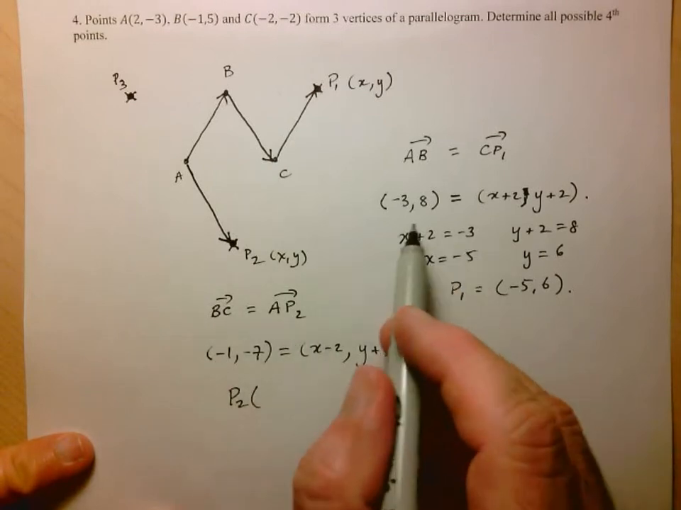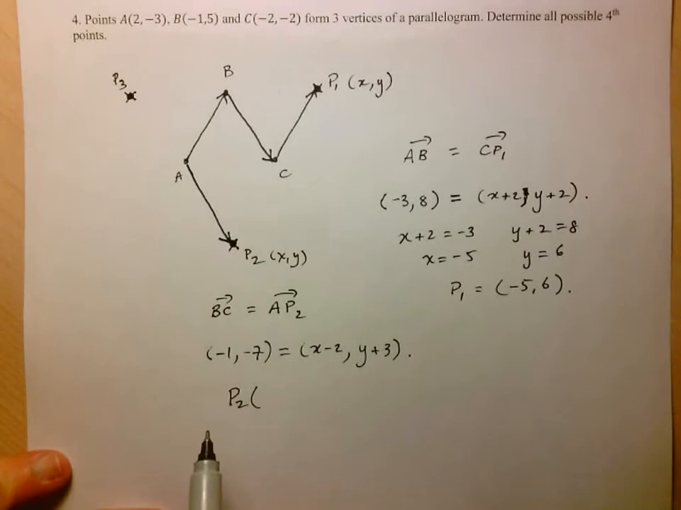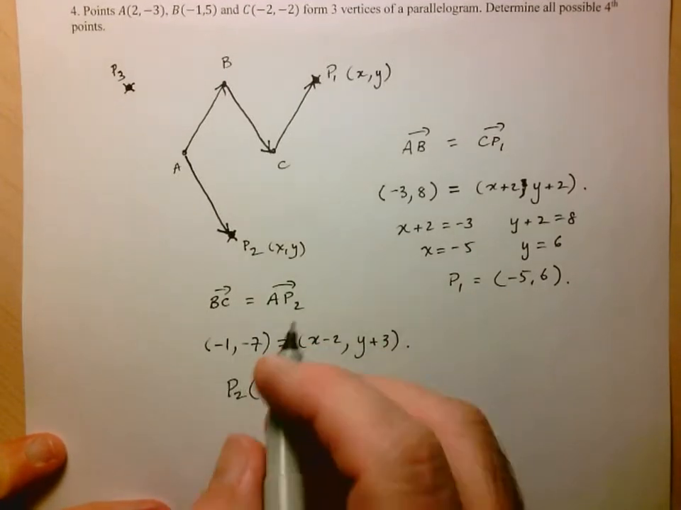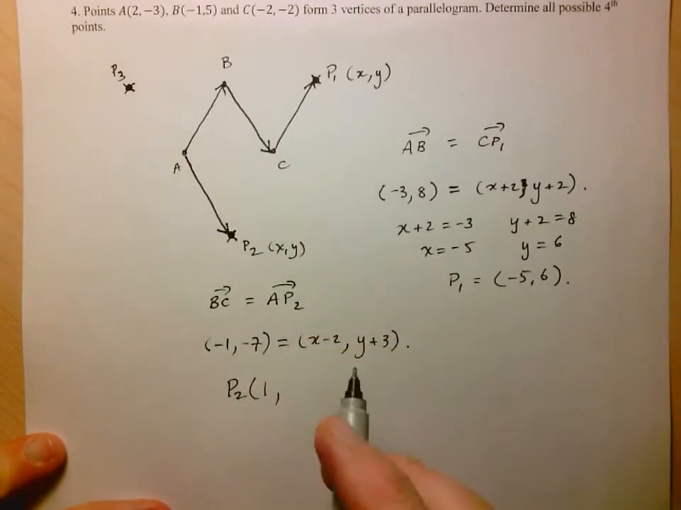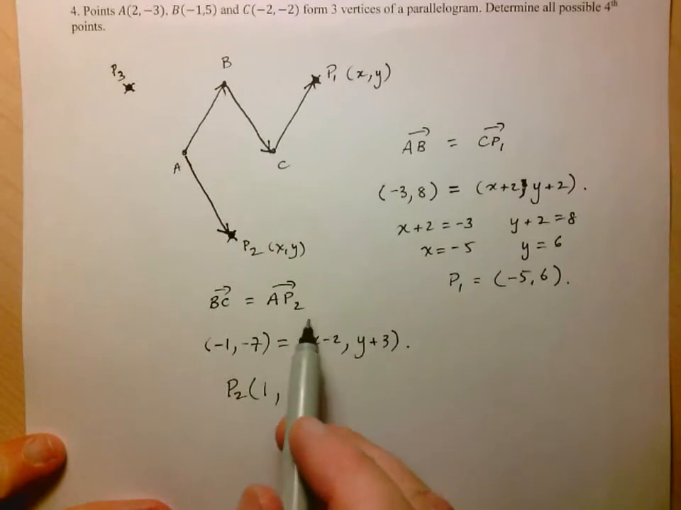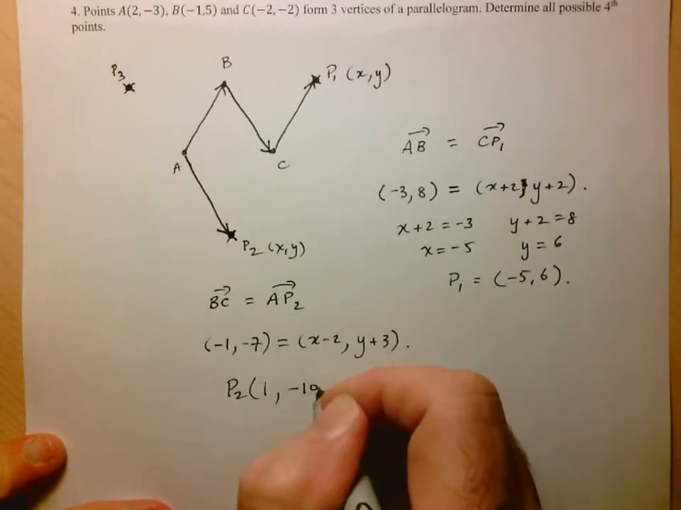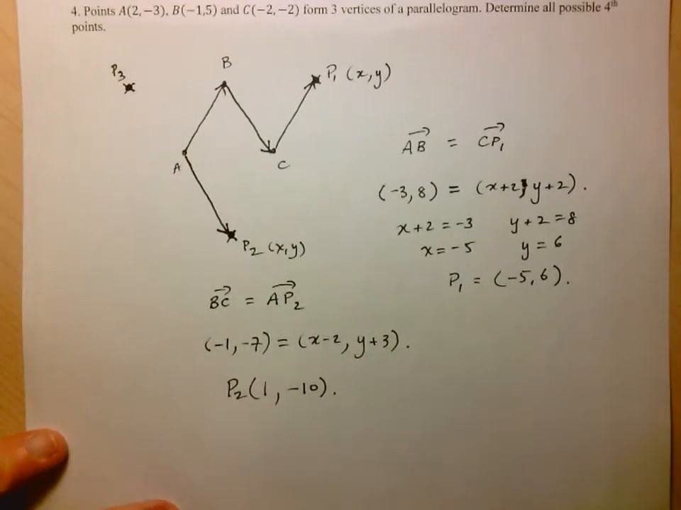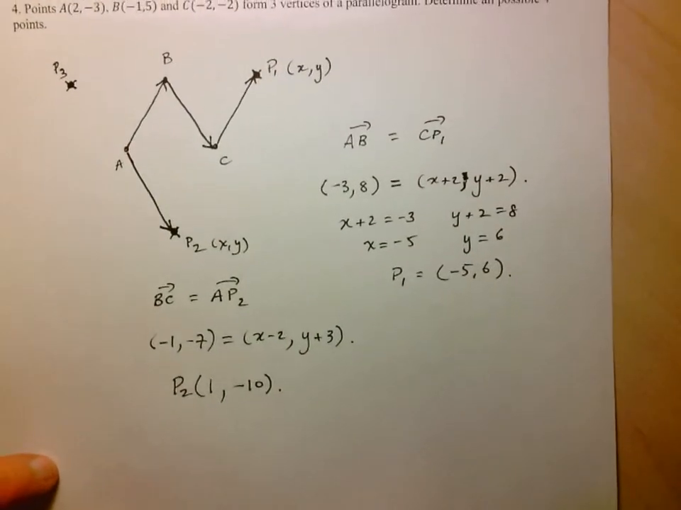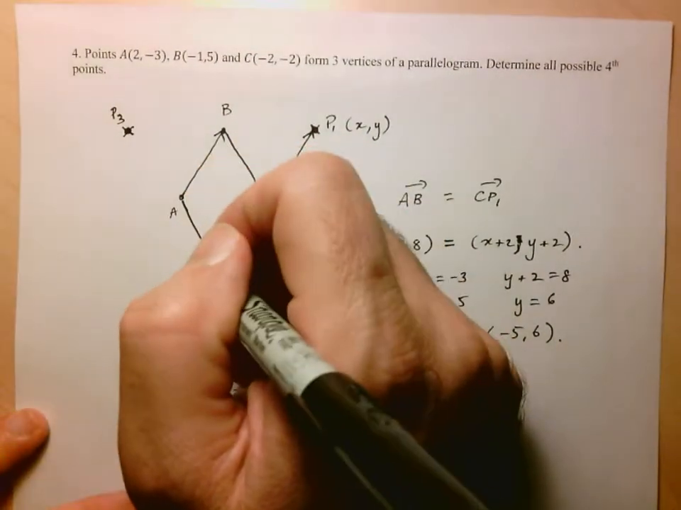Notice here I'm not writing out the equation. I feel comfortable enough solving it. Okay, so -1 plus 2 is 1. Okay, and then here we have -7 minus 3, -10, and there we go. There's our second point.